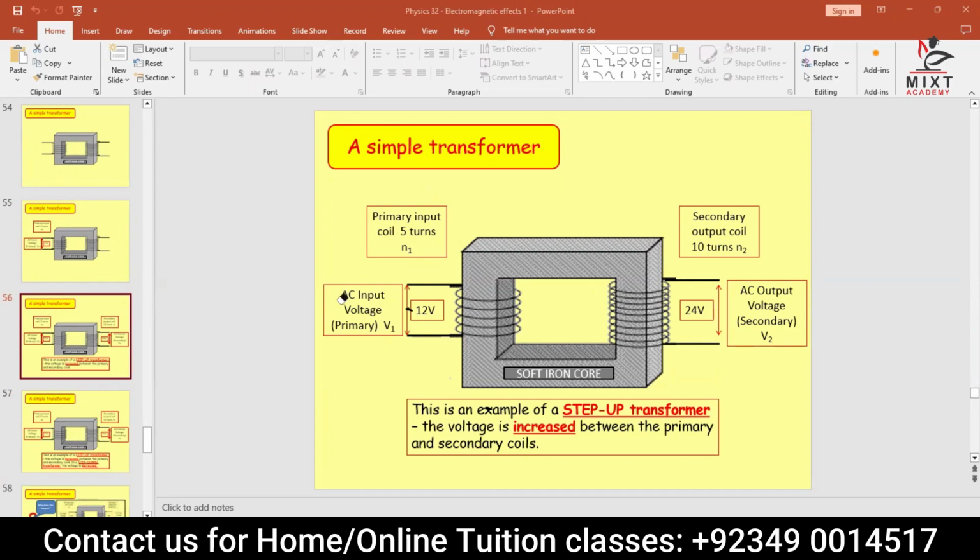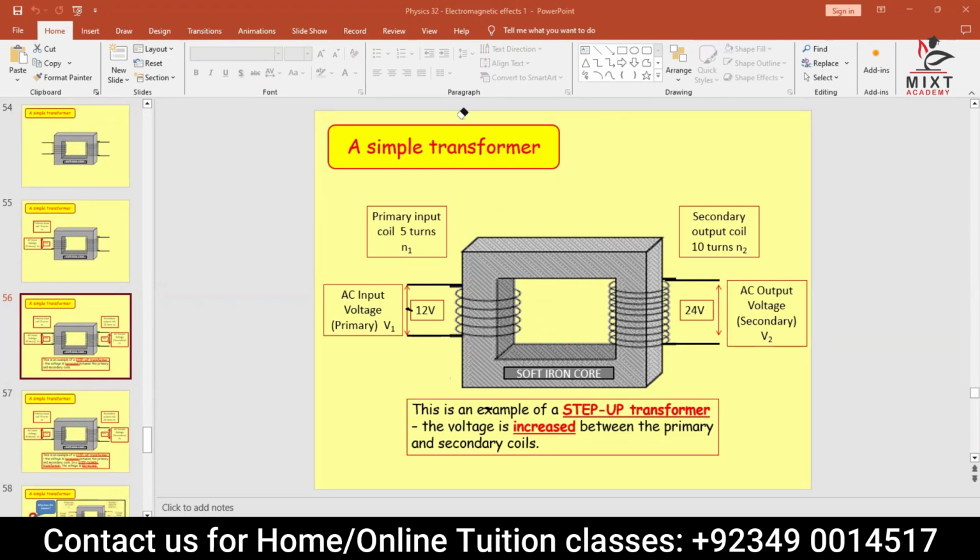When you provide an input AC, it produces a rate of change of magnetic field, because the current is alternating and changes with time. Because the current is changing with time, the magnetism produced in the coil is also changing with time. This change is also linked with the secondary because it's continuously changing. So at output you will get a voltage, and that is the phenomenon of a transformer which we use.